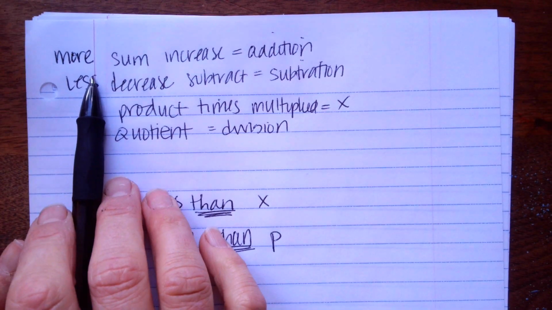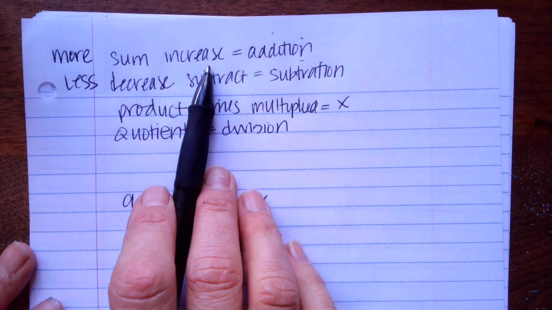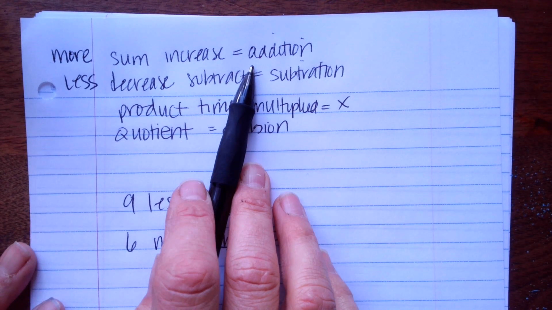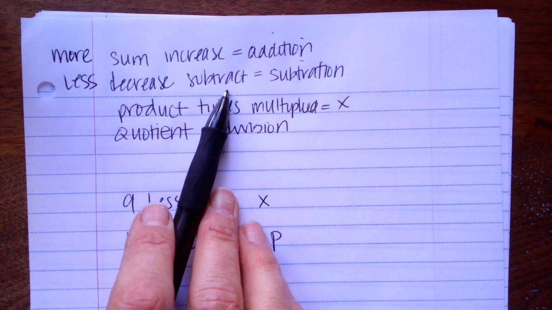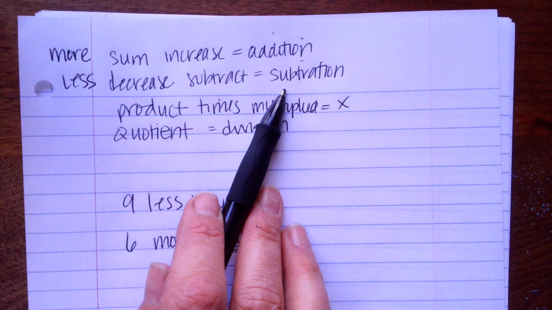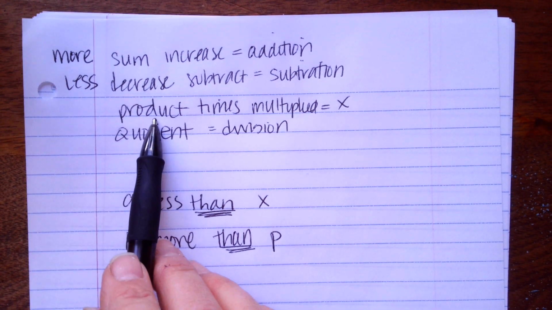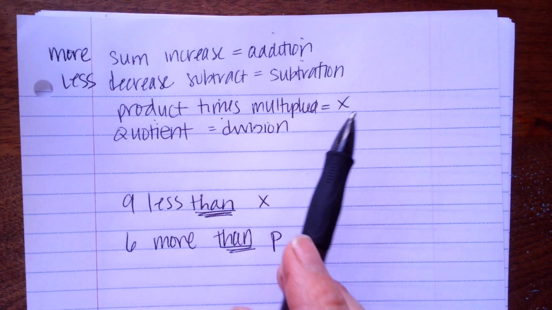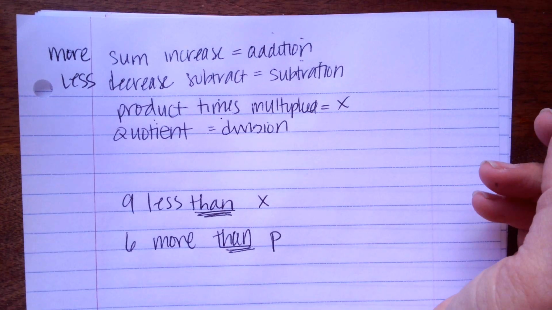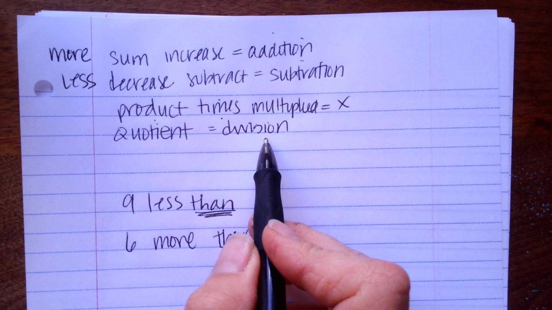So more, sum, or increase means addition when you're writing equations. Less, decrease, or subtract means subtraction. And then product, times, or multiplied means multiplication. And when they say quotient, that means division.